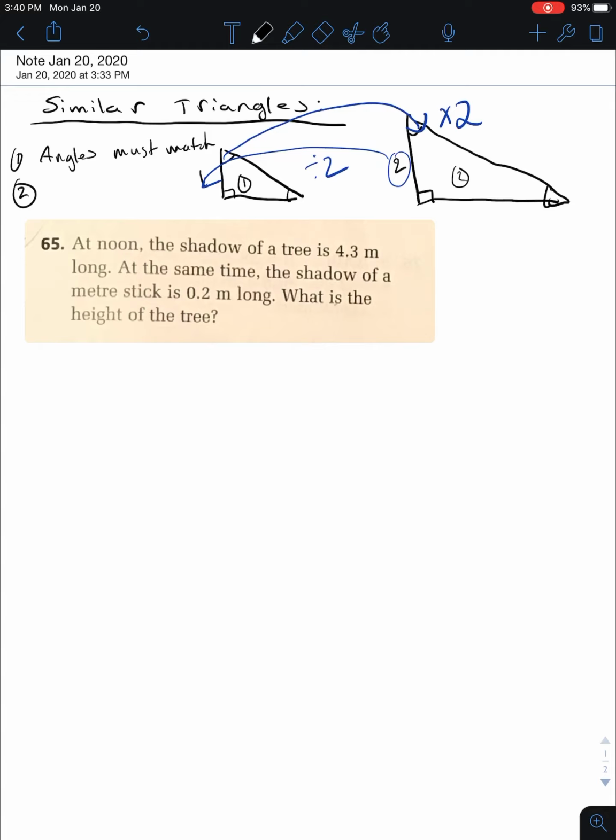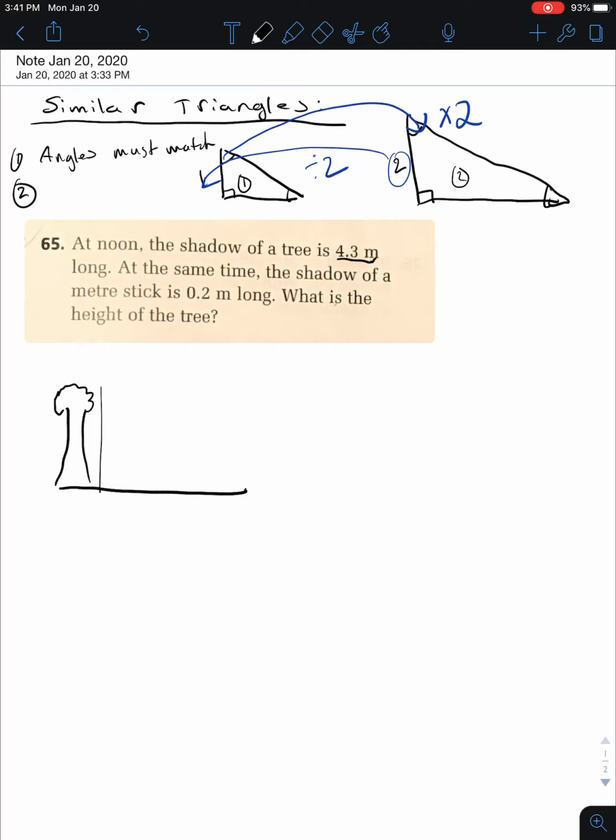Anytime you look at any word problem, and especially if you go into the sciences, like physics in particular, the pictures are always going to help you. So as I read this, I'm going to try and come up with a picture. At noon, which isn't really important, the time of day, but could be if it asks you 2 different kinds of information, the shadow of a tree is 4.3 meters. So I'm going to draw a rough tree, because that's what we're talking about. And then along the ground, it casts a shadow 4.3 meters long.